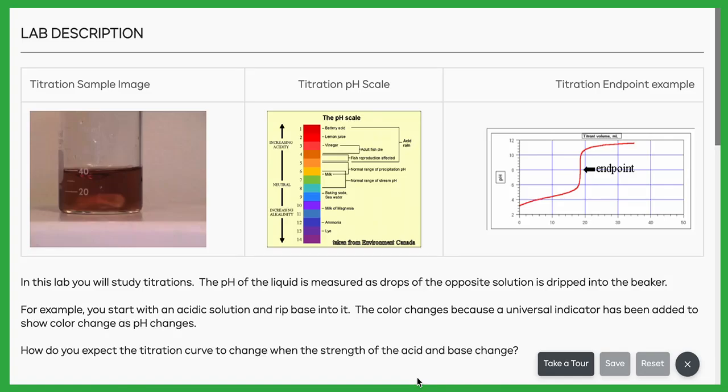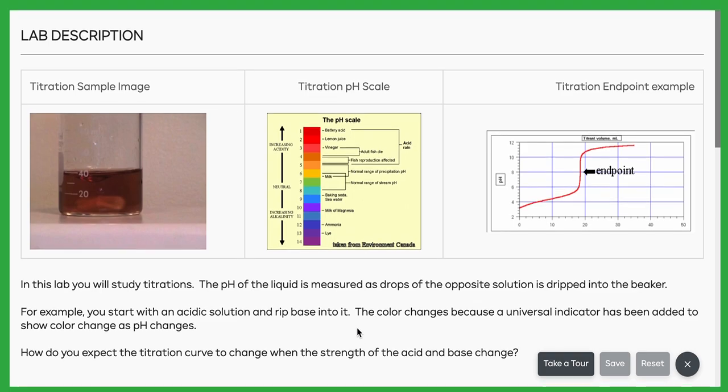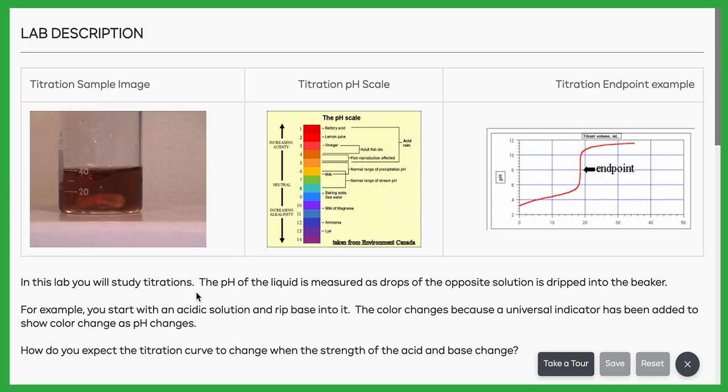Welcome to the tutorial video on acid-base titration. In this lab, you're going to study titrations, which is a way that we can measure out the value of pH where a reaction is totally completed.